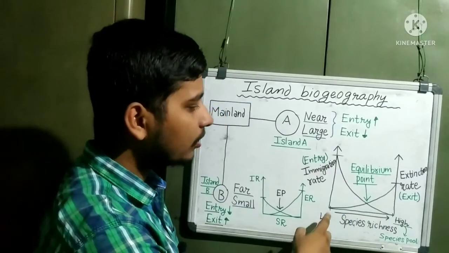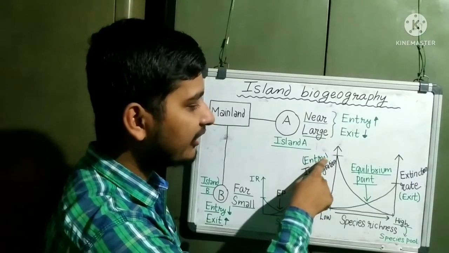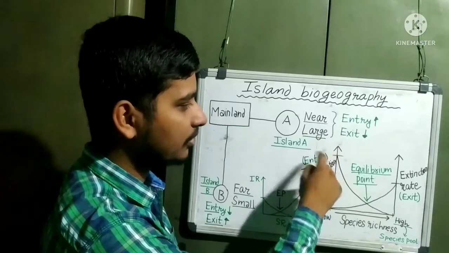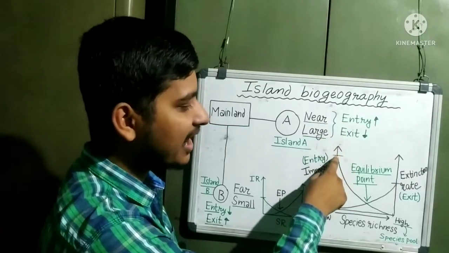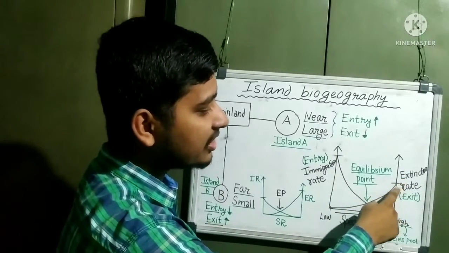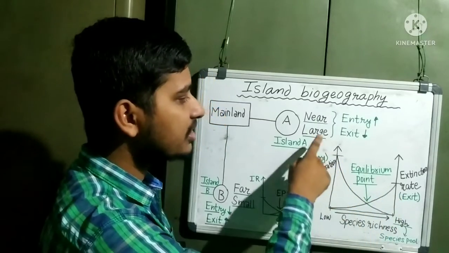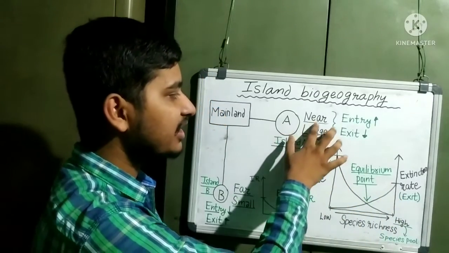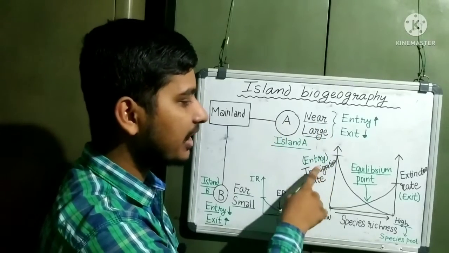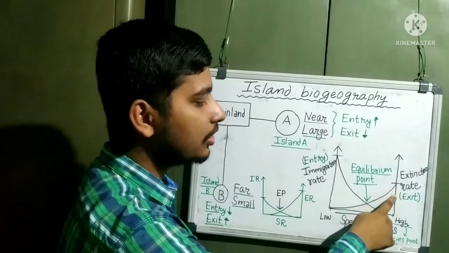Now, as you can see here, the immigration rate or the entry rate is high over here. This is the maximum. So entry rate is high here, and the extinction rate is low. So this graph denotes that the island is near the mainland and large in size. That is why the entry rate is high and exit rate is low.